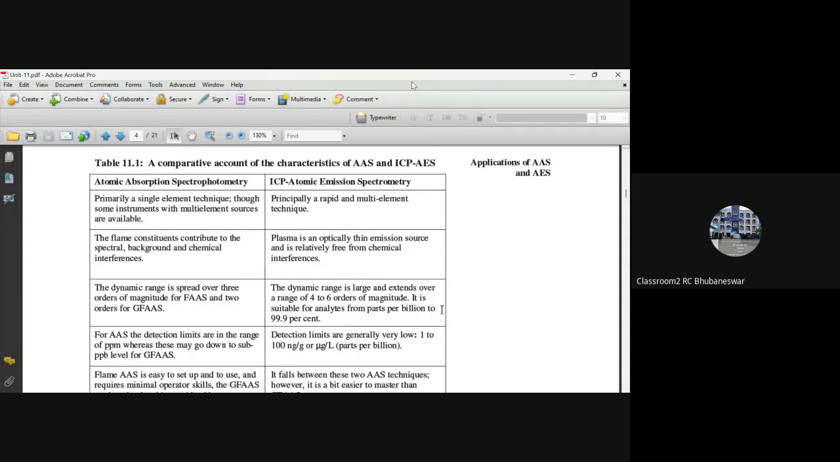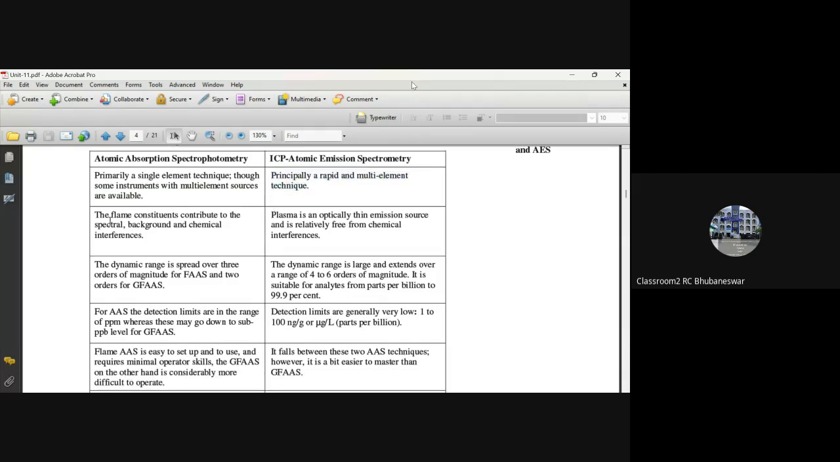So here is the table where you can see the comparison of both the things. AAS is primarily a single element technique. Though some instruments with multi-element sources are available, mostly it is a single element technique. Here, it is principally a rapid, multi-element technique. In AAS, the flame constituents contribute to the spectral background and chemical interferences.